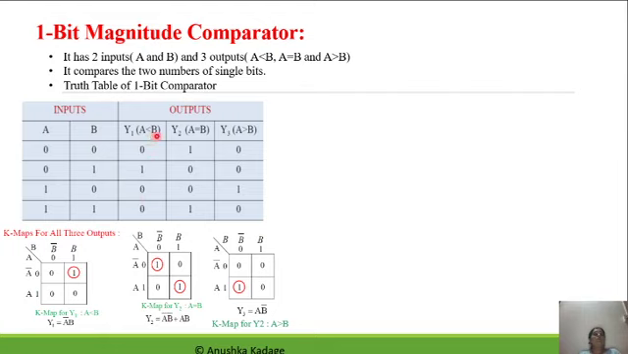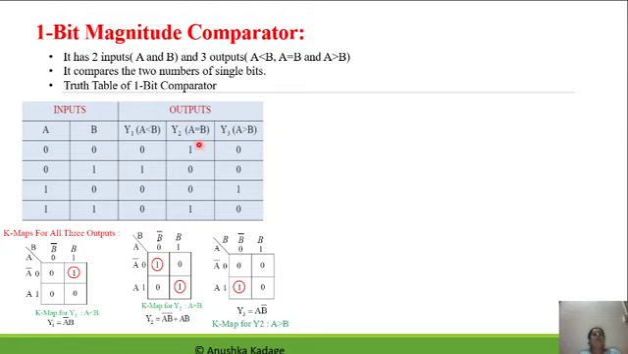The first column corresponds to the output of A less than B, where we see that when both A and B are 0, 0, the output is 0. When A is 0 and B is 1, the output is 1. And for the other two input conditions, the output is 0. That has been specified here in this K map. After simplification, by grouping this single one, we find the resultant output y1 is equal to A bar B.